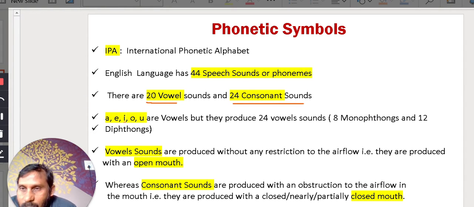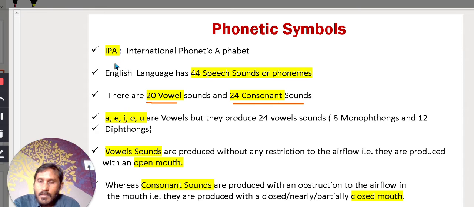For example, here you can see, according to the International Phonetic Alphabet, it has given some symbols. We have to make use of those symbols in order to understand the pronunciation of the words. For convenience, IPA has given some symbols in order to understand how English should be pronounced. So, in English language, you have 26 letters in the alphabet, whereas there are 44 speech sounds.